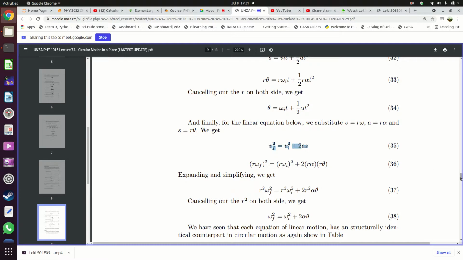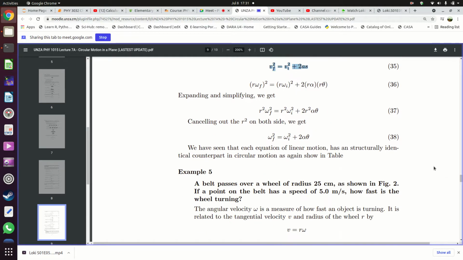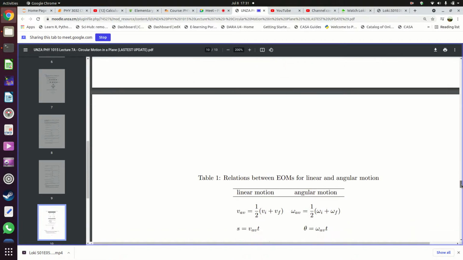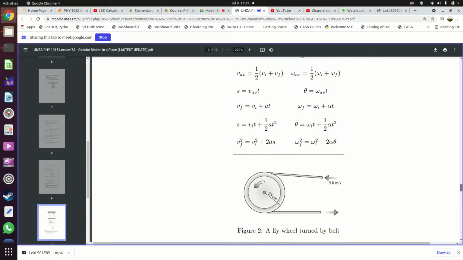Is that clear? Yes, sir. So what you notice is, apart from those three relations, S is equal to R theta, V is equal to R omega, and A is equal to R alpha, the other 5 equations of motion, they're just carbon copies of each other. And I think we have a table showing the same here.